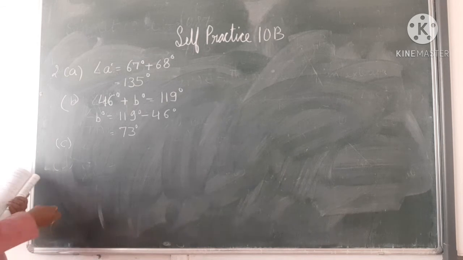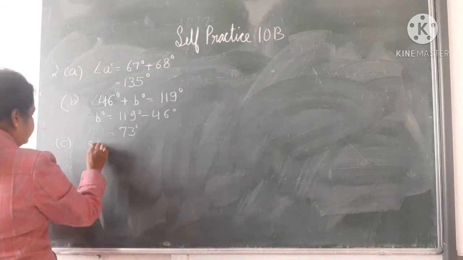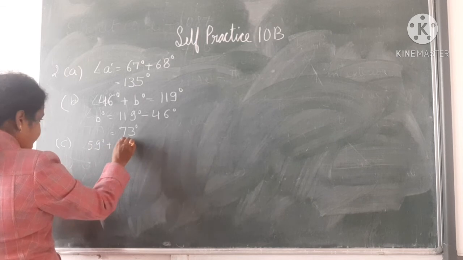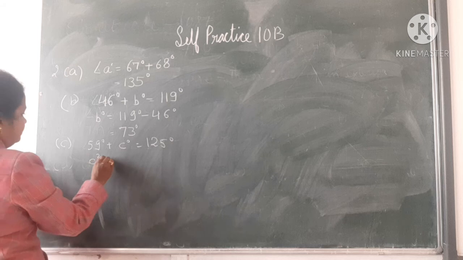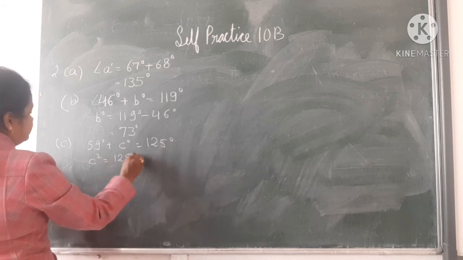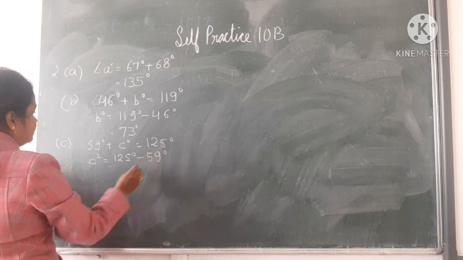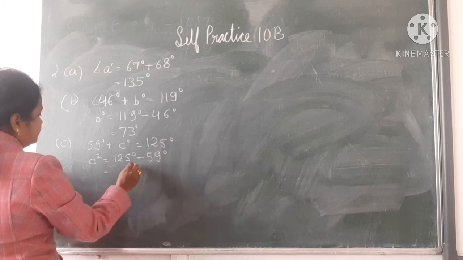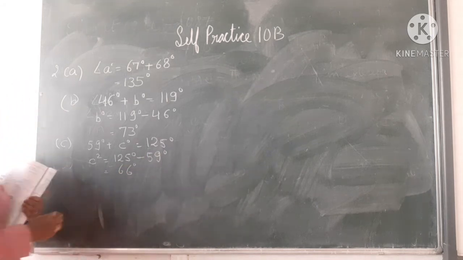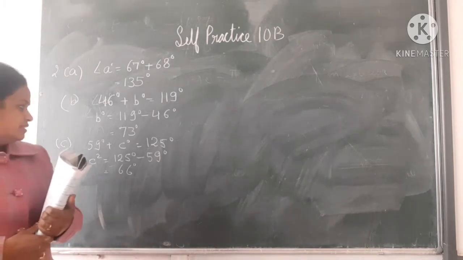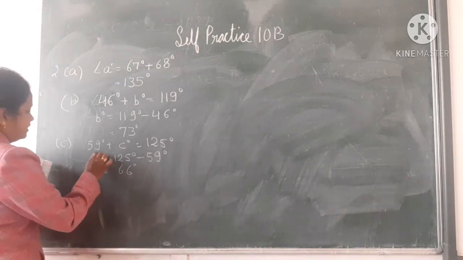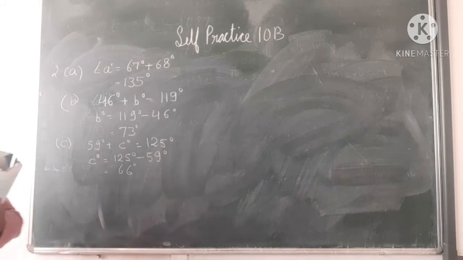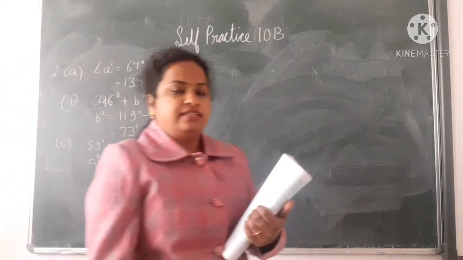Now see the C part. 59 degrees plus C degrees is equal to 125 degrees. So what will be C degrees? 125 degrees minus 59 degrees. 15 minus 9 is 6, and 11 minus 5 is 6. So C will be equal to 66 degrees.